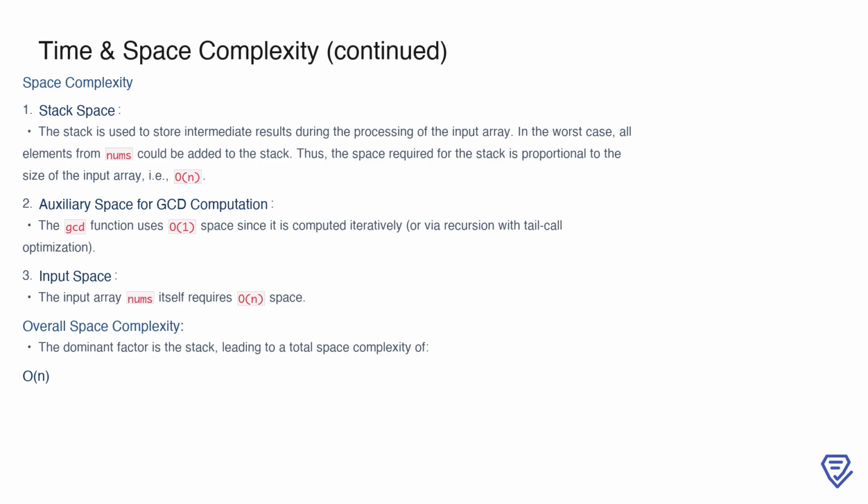Turning our attention to space complexity, the primary factor is the stack used to store intermediate results. In the worst case, all elements from the input array could end up in the stack simultaneously, requiring O(n) space. Additionally, the GCD computation itself is efficient in terms of memory, using only O(1) space. This is because the GCD function is implemented iteratively or with recursive tail call optimization. Lastly, the input array nums occupies O(n) space, but this is part of the input and not additional memory used by the algorithm. Combining these factors, the overall space complexity is determined primarily by the stack, resulting in a total space complexity of O(n).